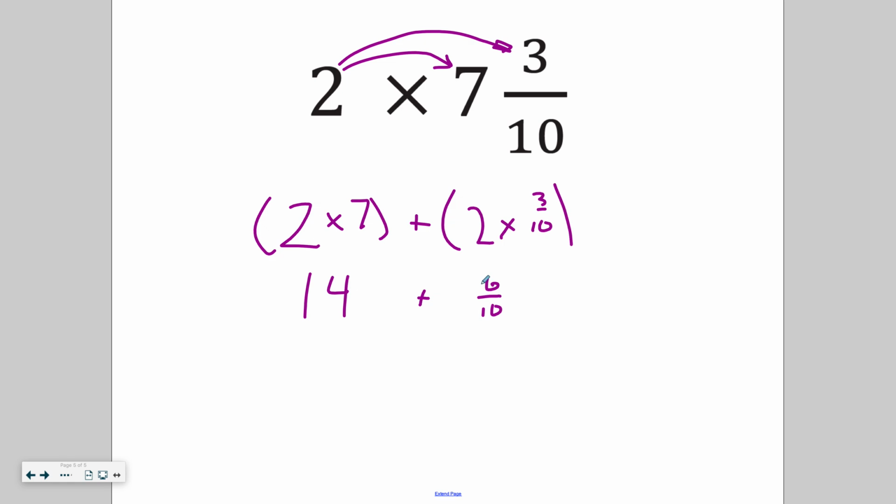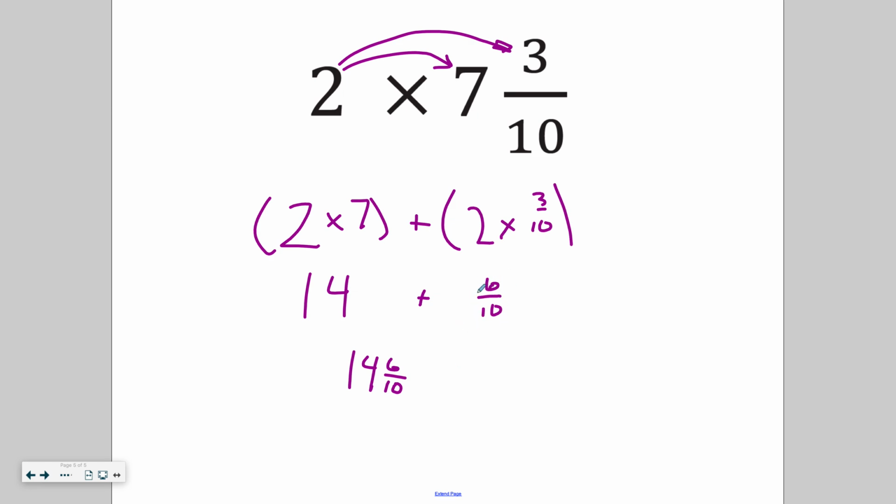Notice in this case I don't have an improper fraction, so I don't have to convert this. I know that's what we've been doing, but that's only because the numerator was greater. As you can see here, the numerator is less than. This is a regular fraction. So I can just add the whole number and the fraction to be 14 and 6/10. That's a very important thing to remember.